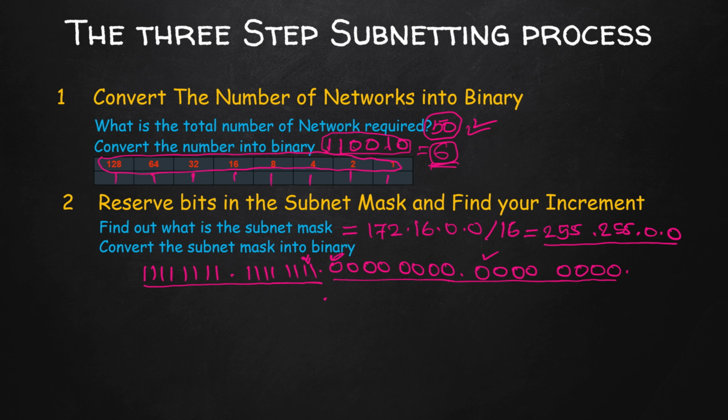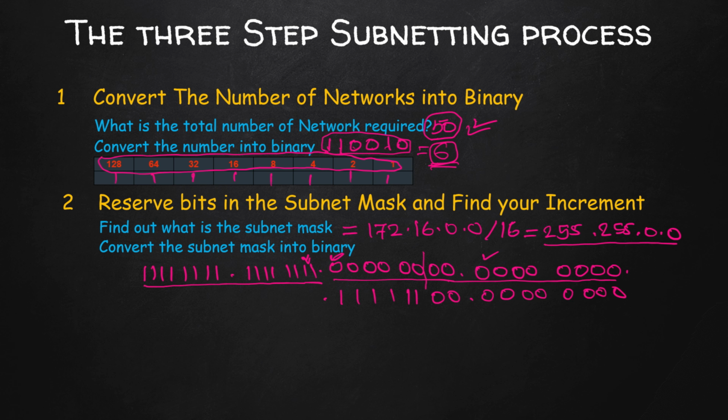So all the 0s should be converted to 1, because 1 indicates the network part and 0 indicates the host part. So here I am going to take 6 bits: 1, 2, 3, 4, 5, 6. So this is the boundary. I will convert all the 0s into 1, that is 1, 1, 1, 1, 1, 1, 6 bits converted into network part. Then the remaining 0s we will continue as they are.